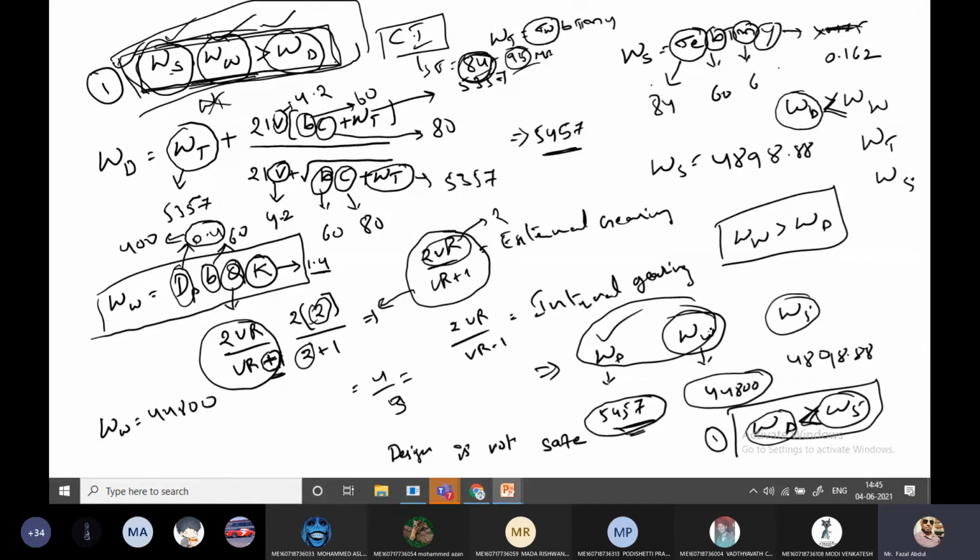So here, only the wear load is greater than the WD, the dynamic load, but the static load is not greater than the dynamic load. For that reason the design is not safe. Both loads, static and wear load, should cross the WD value. So one of the loads, 5457, is not crossing, greater than 44800, sir? Yeah, correct.